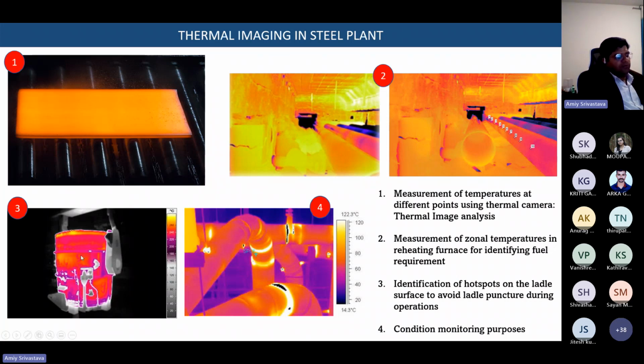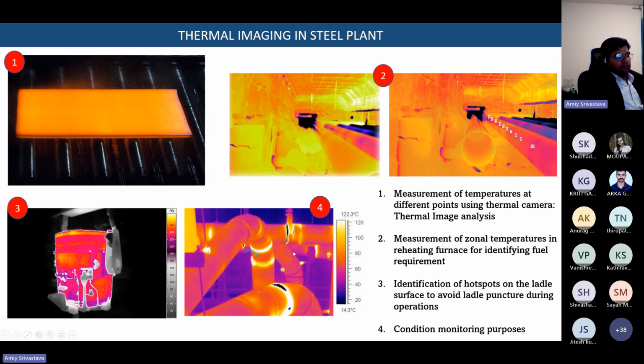So thermography is used to see the health of the refractory of a ladle, and we can identify, okay, this ladle has high temperature, this ladle has lower temperature. We can also perform end-to-end thermal modeling and identify the superheat. We can calculate the superheat for the best quality material.